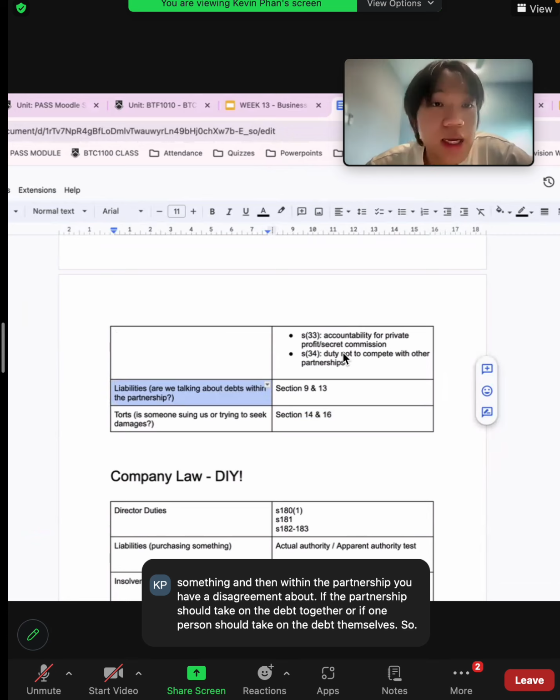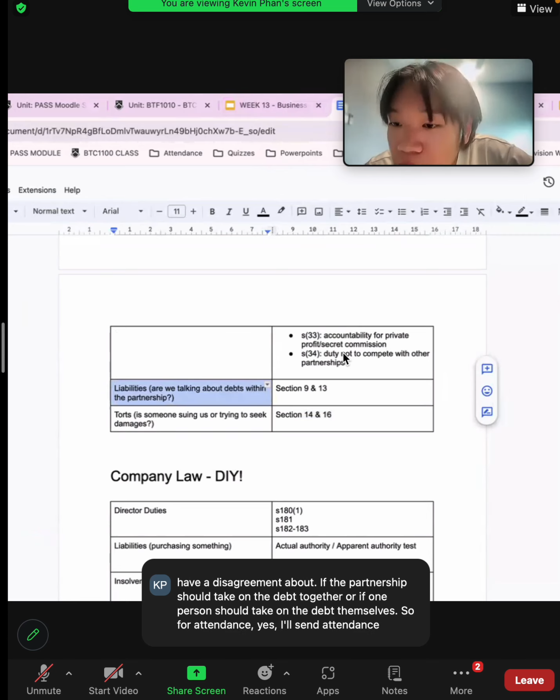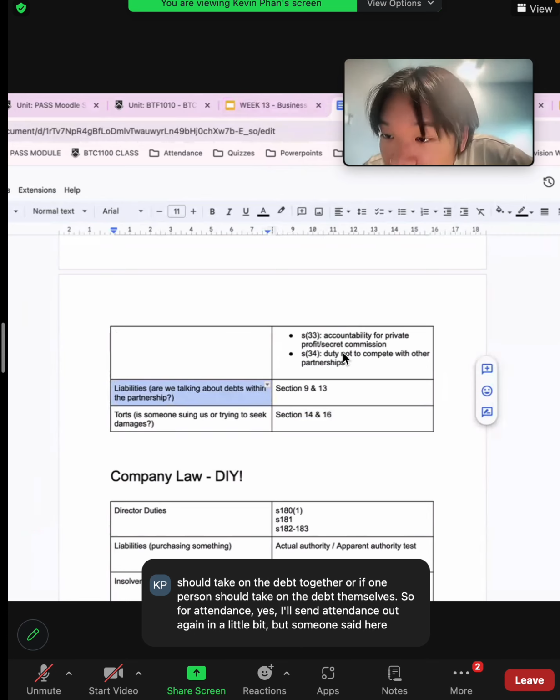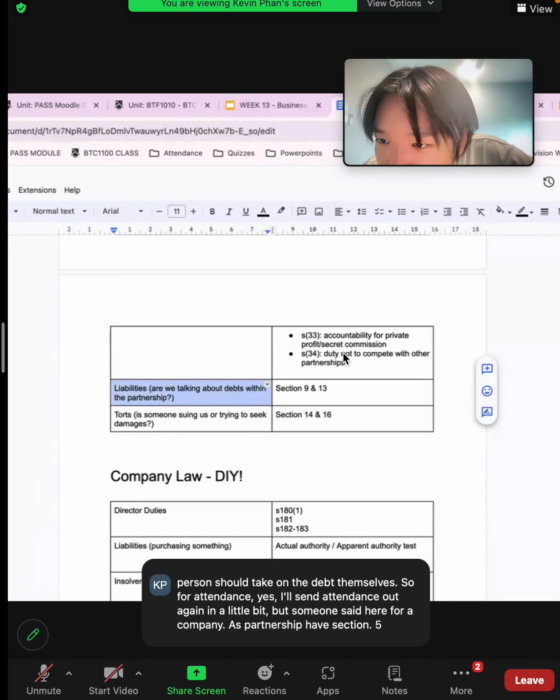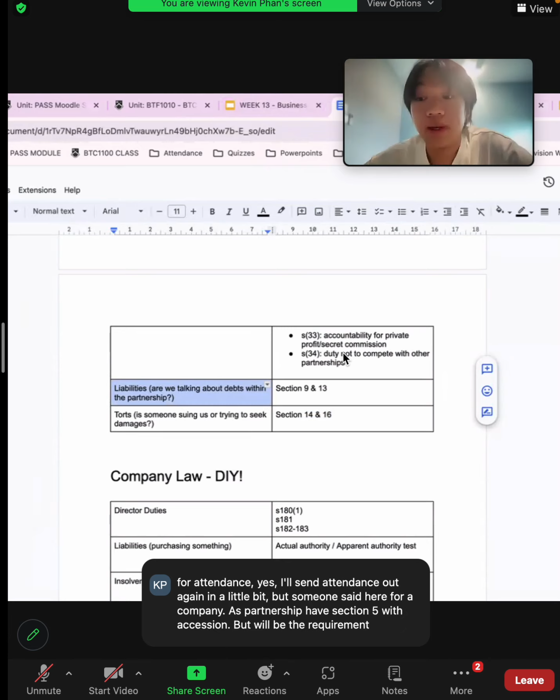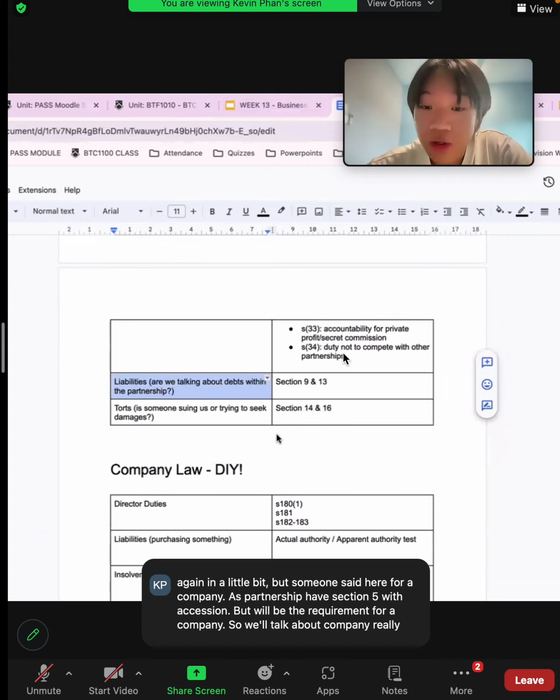So for attendance, yes, I'll send attendance out again in a little bit. Someone said here, for a company, as partnership has section 5 with exception, what will be the requirement for a company? So we'll talk about company really, really soon as well.